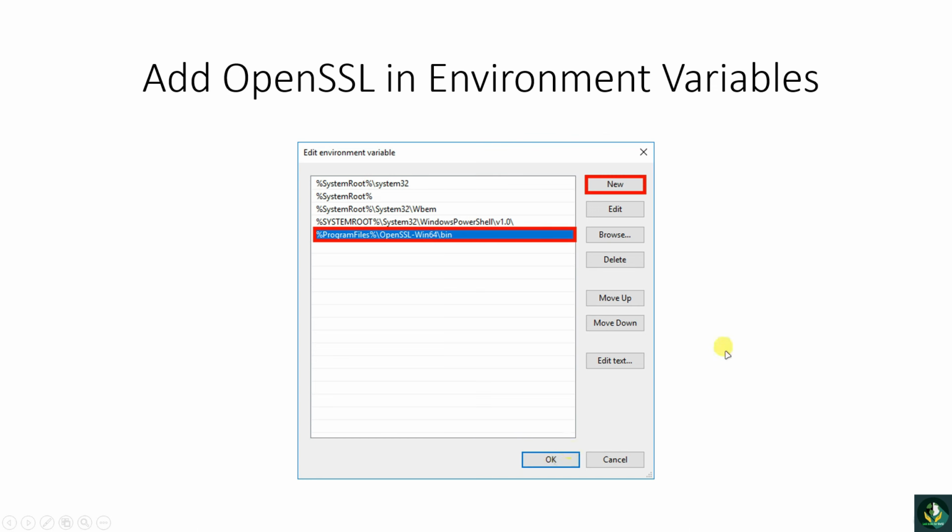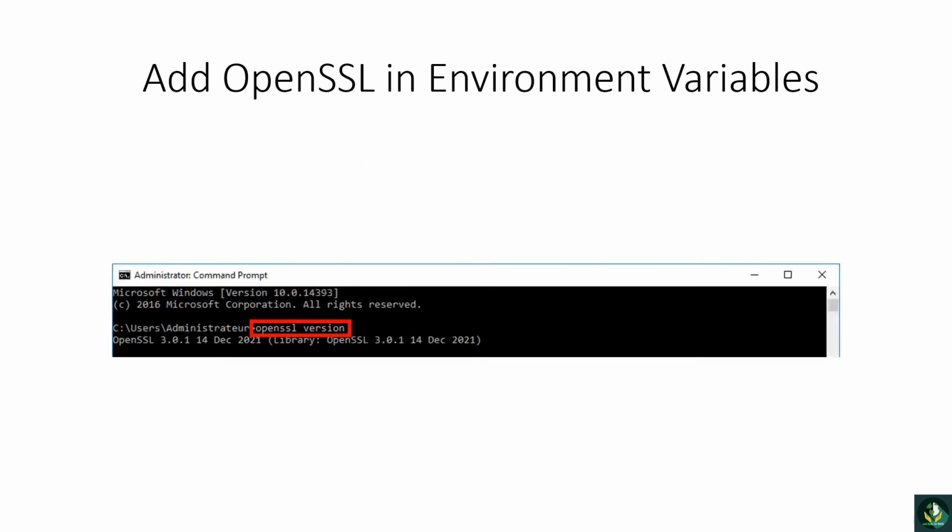and after that simply press OK. What this will do is add OpenSSL to our environment variable. After that, press OK to close everything, and then open a new Windows command prompt to check if you can run the OpenSSL command.